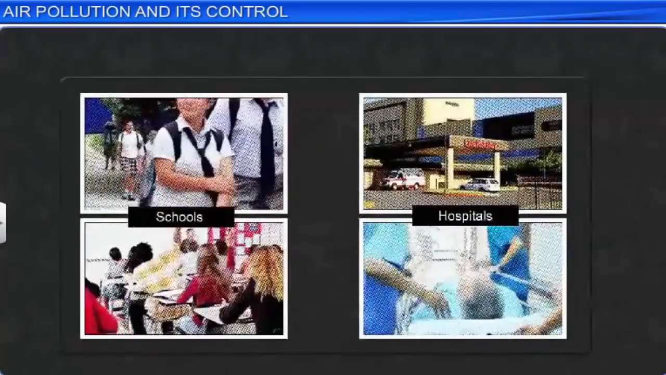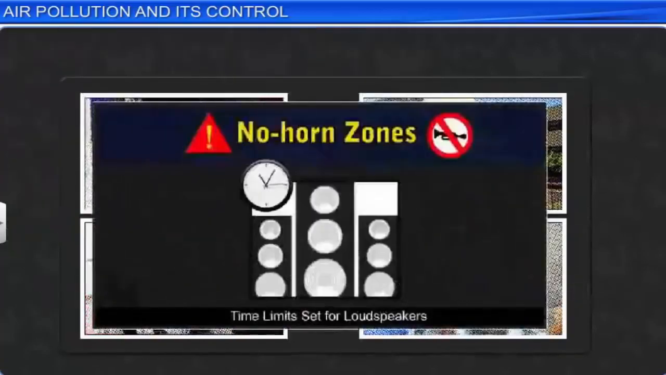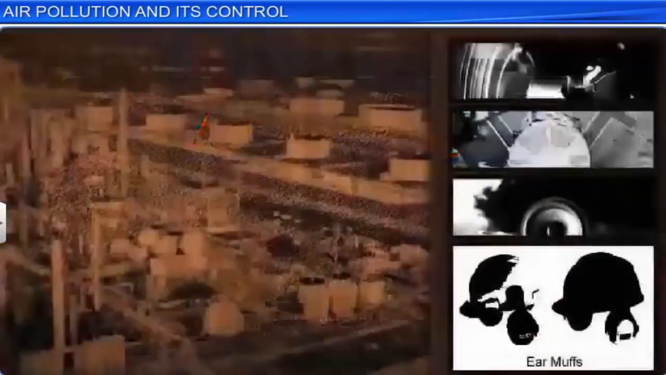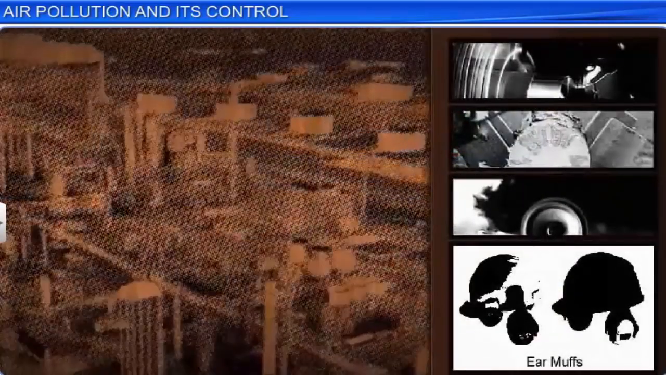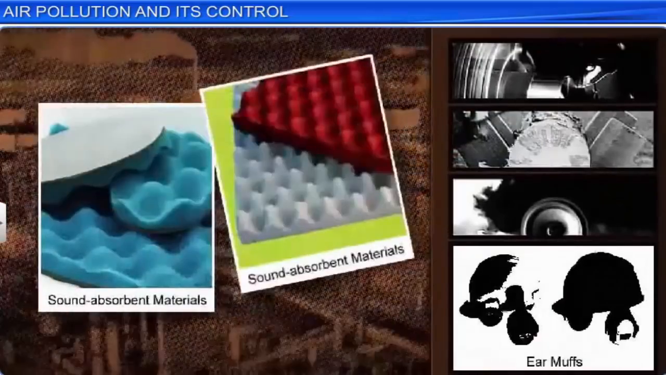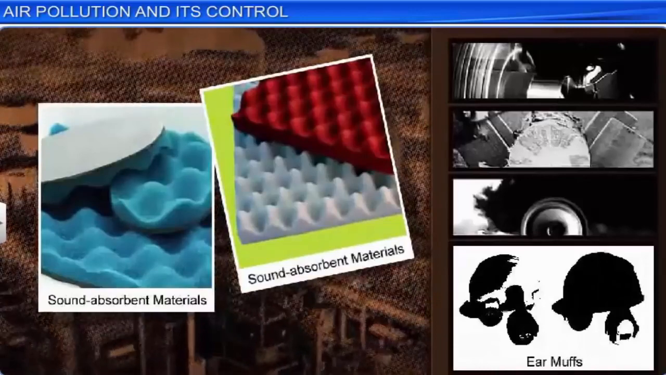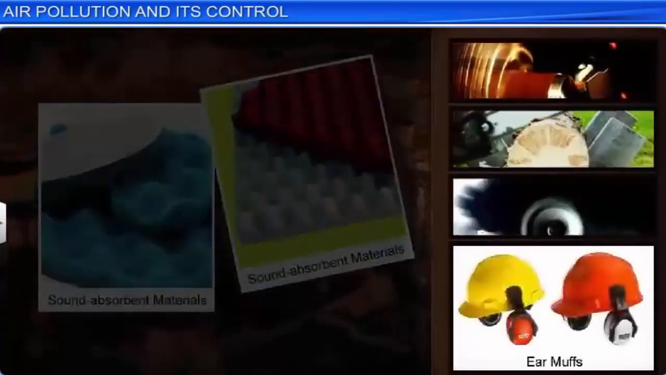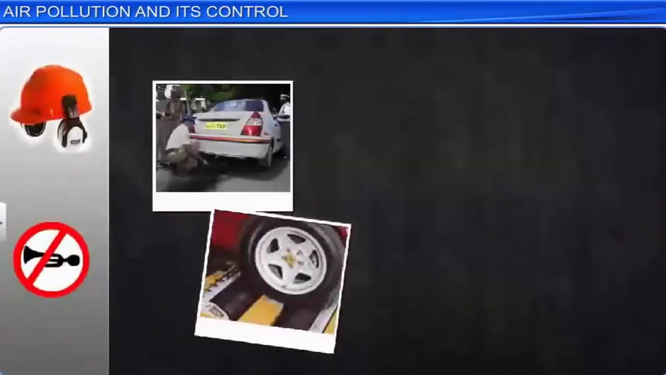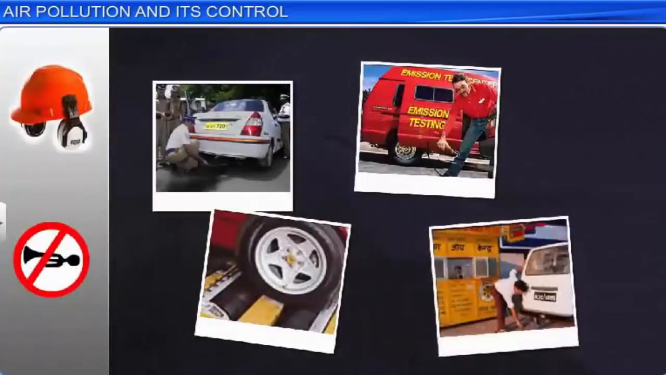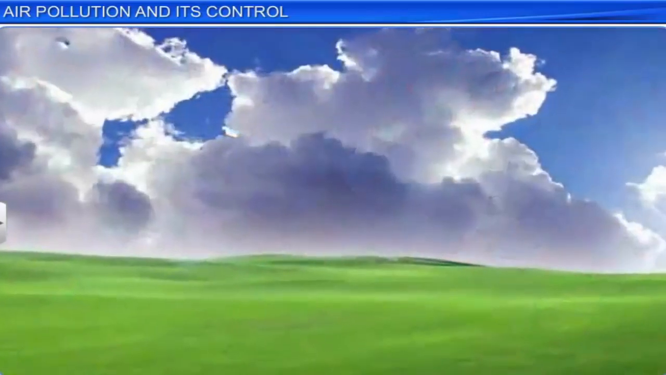For instance, in cities, the areas around hospitals and schools have been declared no horn zones, and time limits have been set for the use of loudspeakers. Industries have also been encouraged to use sound-absorbent materials, and workers too, who are exposed to loud sound levels, are being encouraged by the government to use earmuffs. Although our country has several legislative measures to prevent and control air pollution, it is our individual responsibility to control pollution levels to ensure a healthy environment.